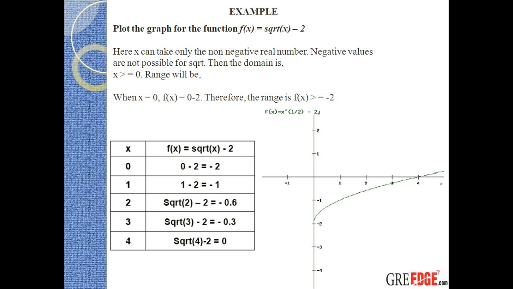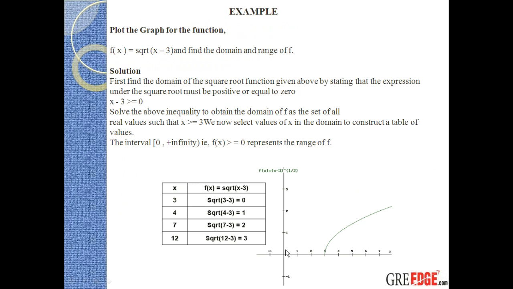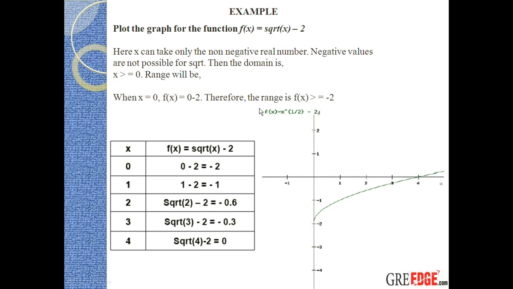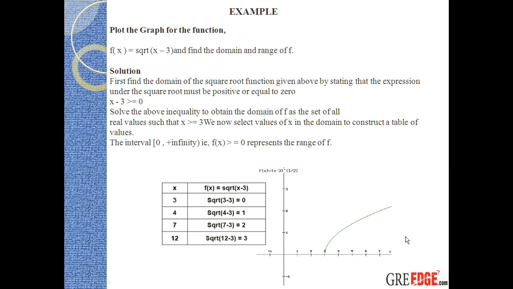Okay, good. So we'll move on to the next example. Okay, see, it's very similar to the before example. f of x is equal to square root of x minus 2, and this is f of x is equal to square root of x minus 3.